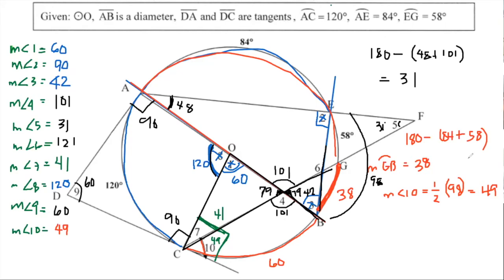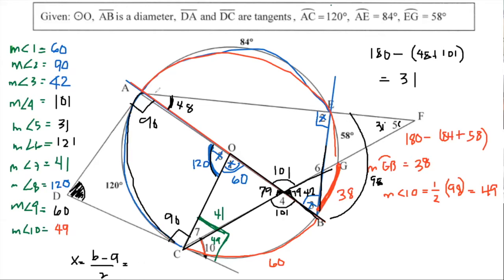Now, we can also use different methods for angle 4, angle 5, angle 6, and angle 9. To solve for the measure of angle 9, you can actually use the idea that the measure of the angle outside is equal to the difference of the intercepted arcs divided by 2. Example, for our x is 9. This is our angle x. The smaller arc is 120.